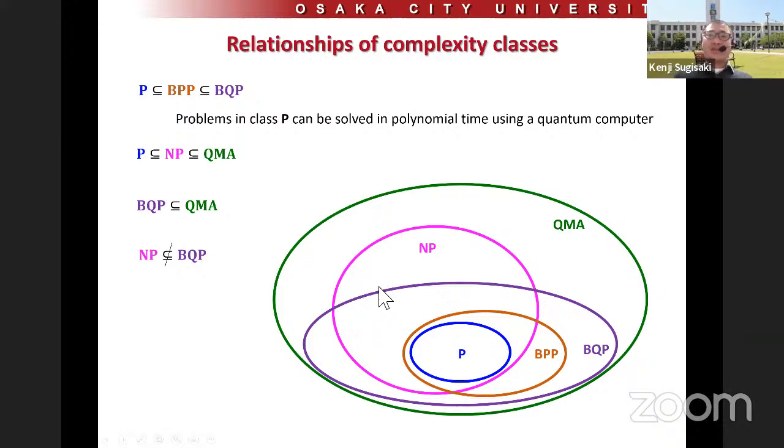So roughly speaking, the quantum computer is capable of solving some problems that are intractable for a classical computer. Those problems are somewhere in this region, in BQP but not in P. But even for the quantum computer, some problems are also intractable.